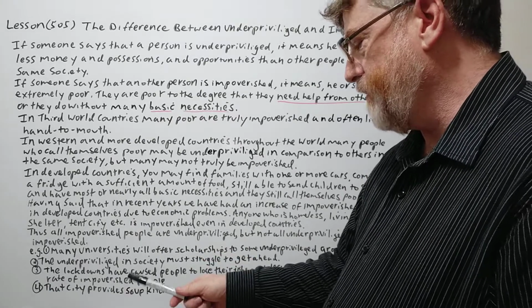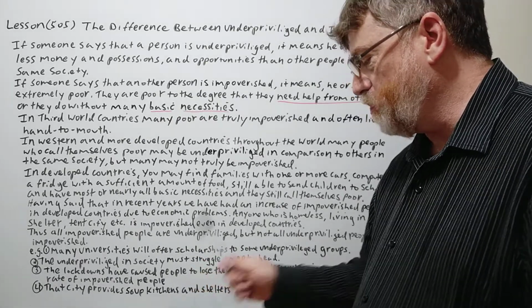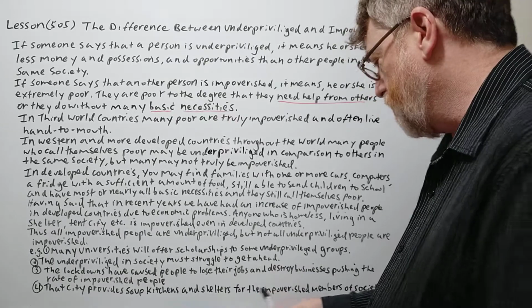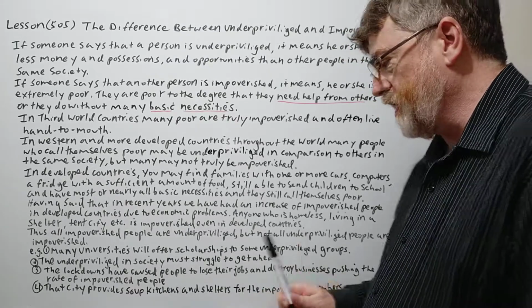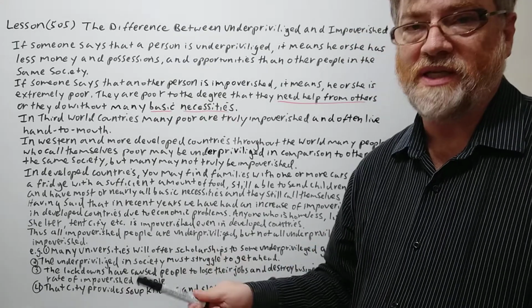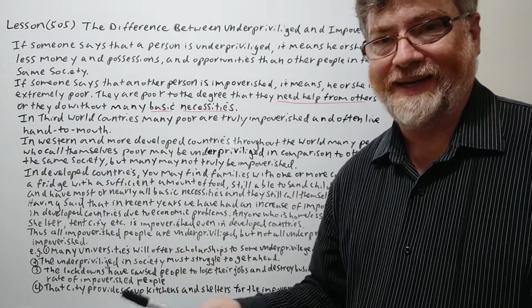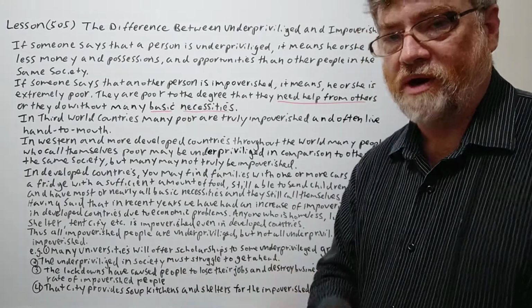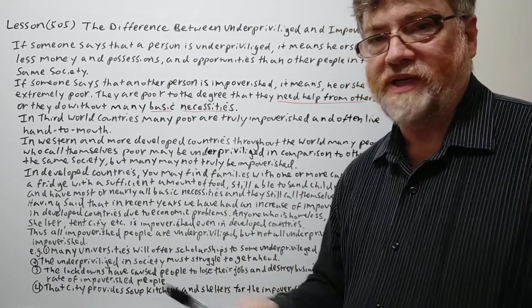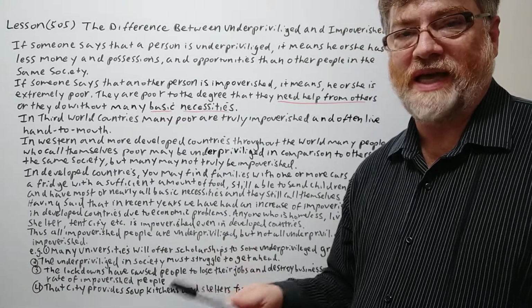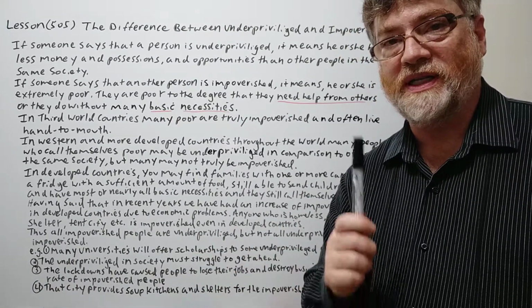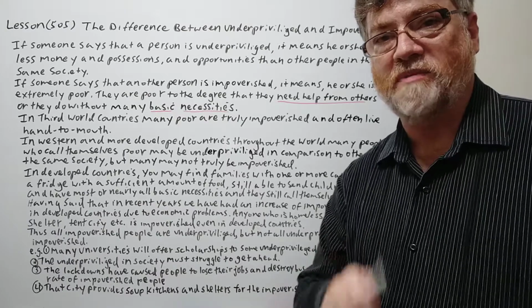Number 4 here. That city provides soup kitchens and shelters for the impoverished members of society. So obviously, if you need to go to a soup kitchen, you definitely need help. You are that poor. You are impoverished. And if you need a shelter too, that means you don't really have a place to stay. You are definitely impoverished, even in a developed country.